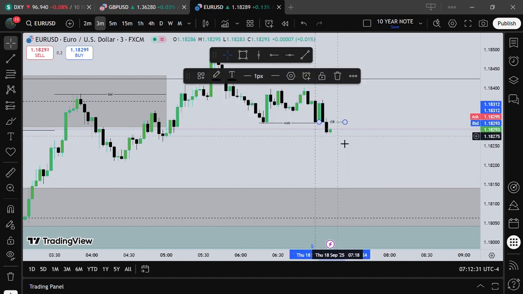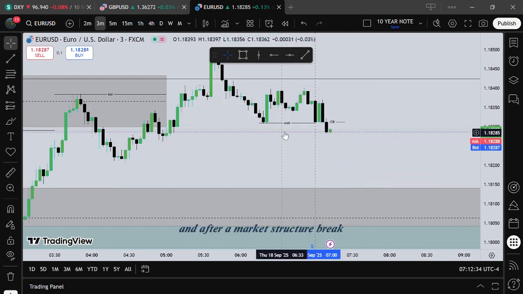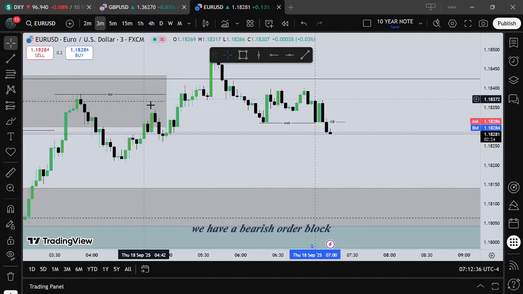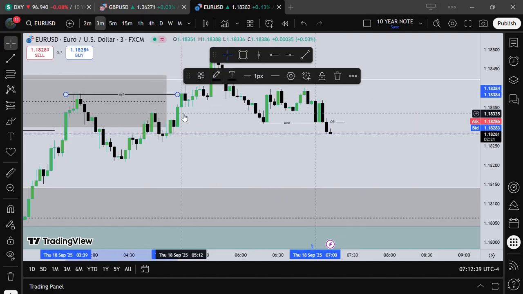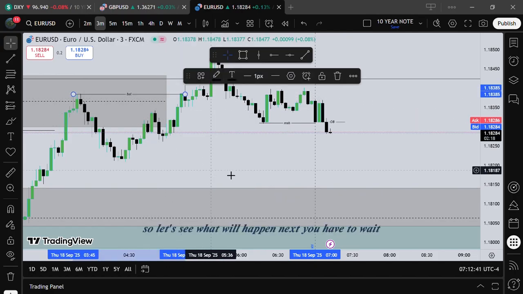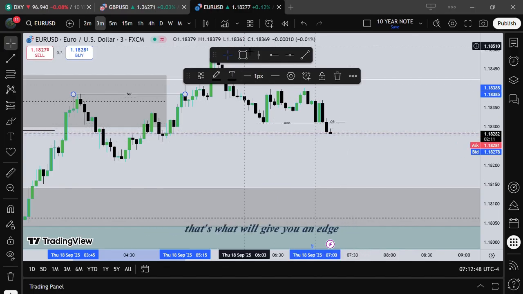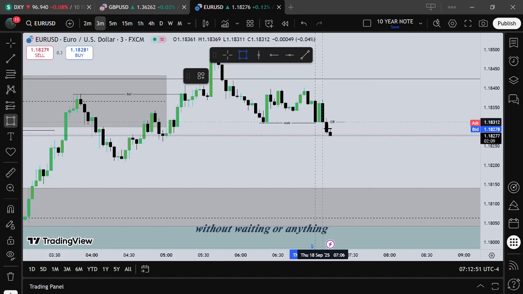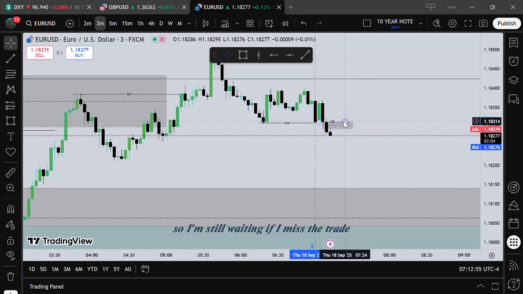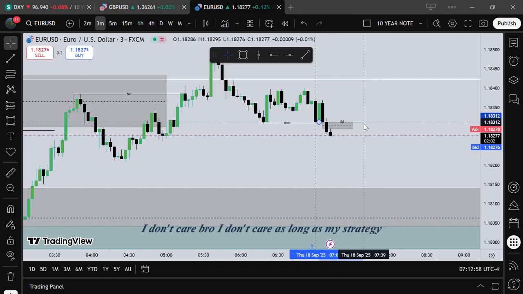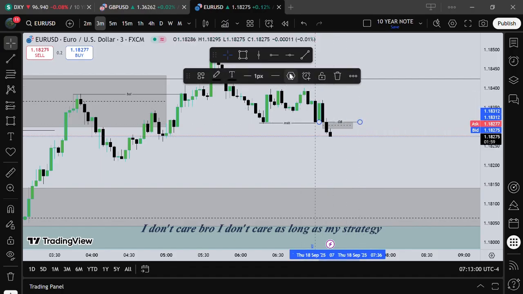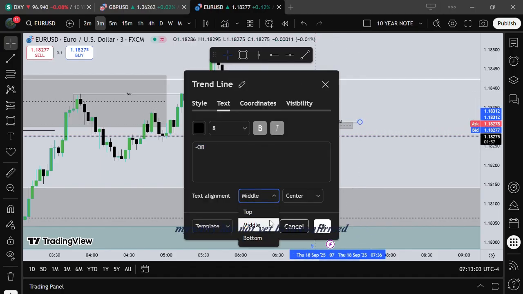This is a bearish order block, and after a market structure break, we have a bearish order block. So let's see what will happen next. You have to wait. You can't just enter a trade without any direction. You have to wait for the confirmation. That's what will give you an edge. Without waiting, you're going to lose a lot of money. So I'm still waiting. If I miss the trade, I don't care, as long as my strategy, my entry, has not yet been confirmed.